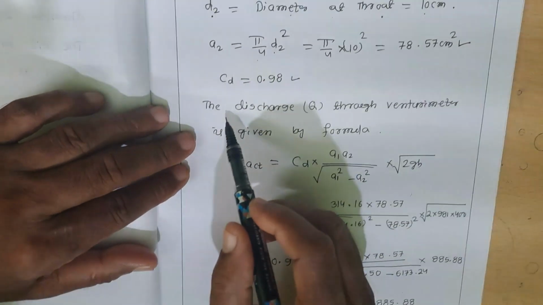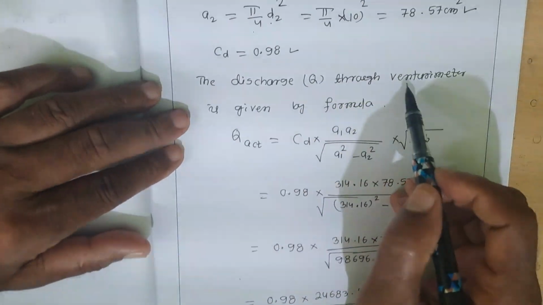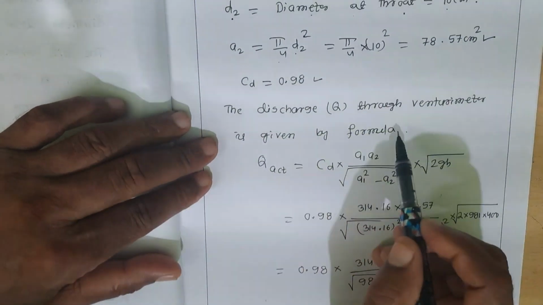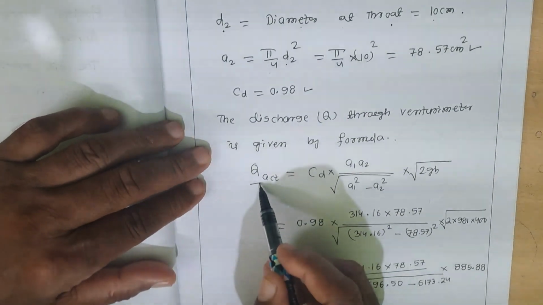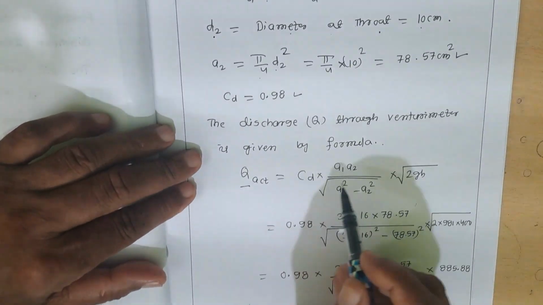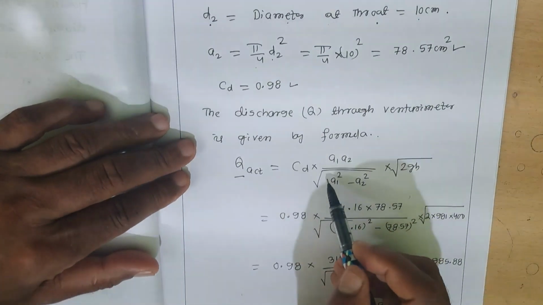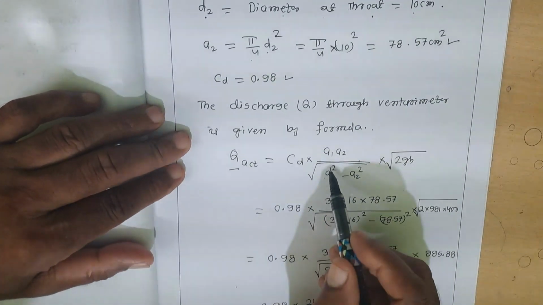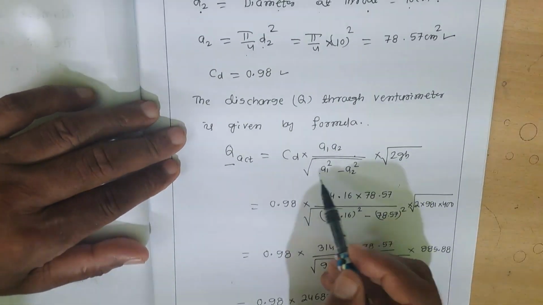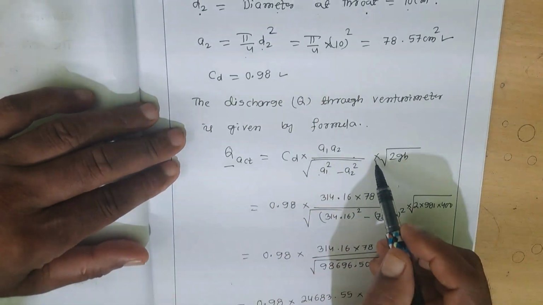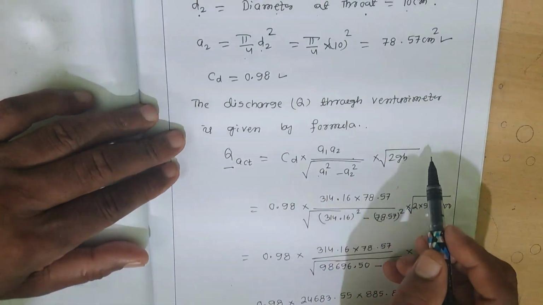You know that the discharge Q through a Venturimeter is given by the formula: Q actual is equal to CD into A1 A2 divided by the square root of (A1 square minus A2 square), into the square root of 2gH.